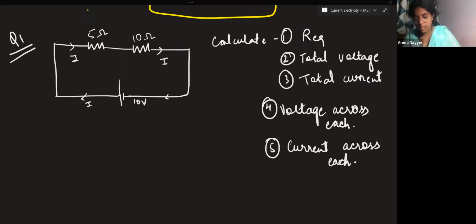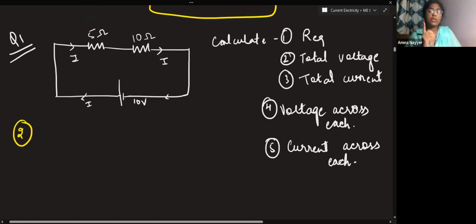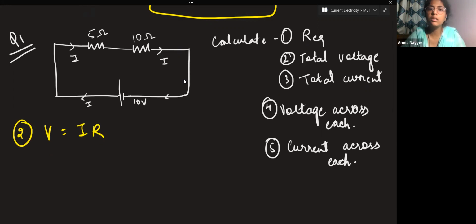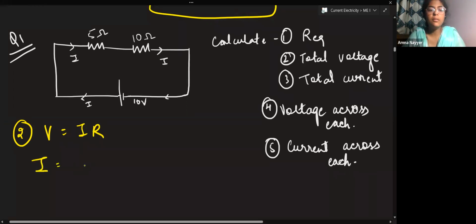Third part says total current. So total current can be calculated using, I'm starting from the second part because first and second, both of you have written it correctly. Second part is V is equal to IR. So we have to find out what? Total current. So total current will be total voltage divided by total resistance.